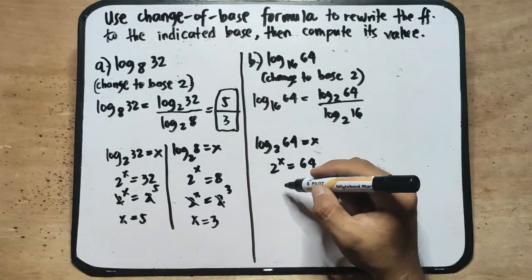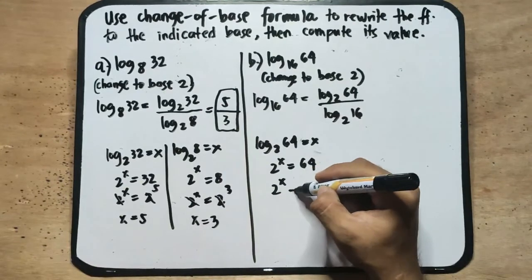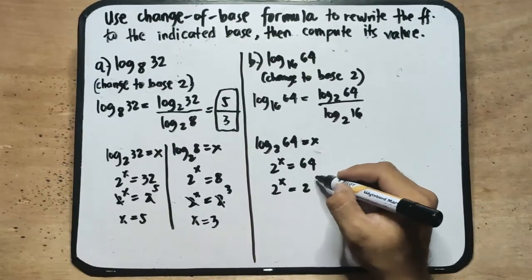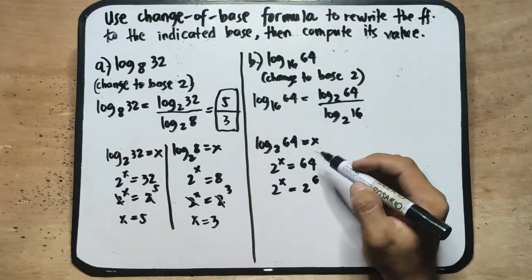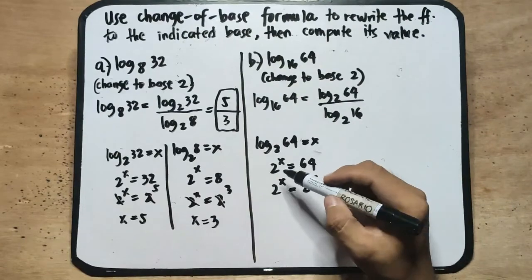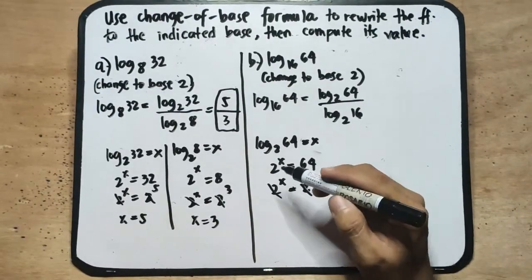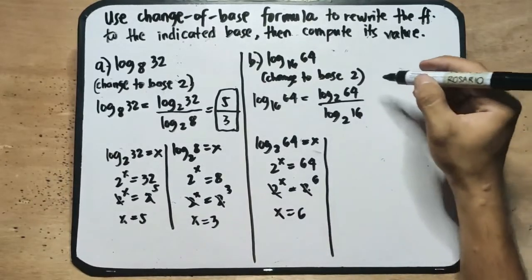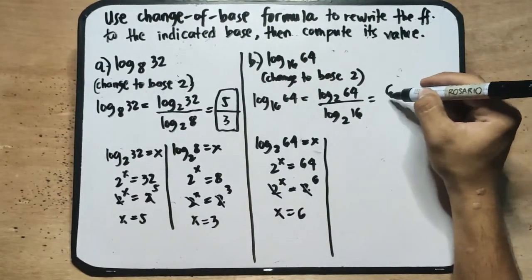So si 64 multiple siya ni 2. So it can be written as 2 raised to 6 kasi 2 multiplied by itself 6 times will be 64. So since equal na sila ng base, we can disregard the base. We bring down the exponents. So we have x is equal to 6. The value for the numerator is 6.